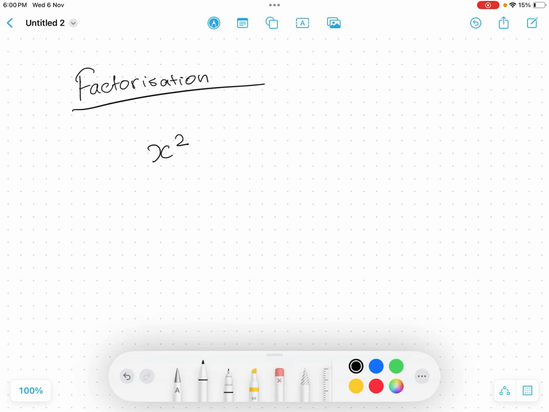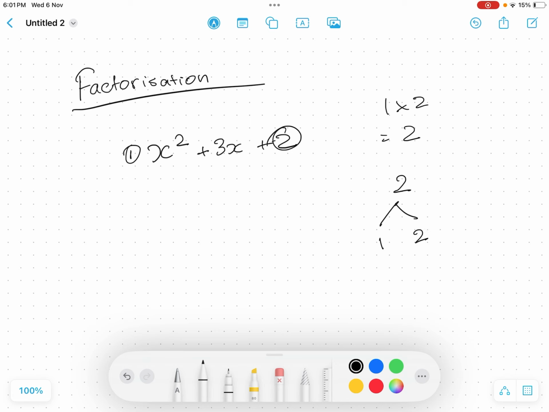x squared plus 3x plus 2. Now, how are you going to simplify this? The first step is to multiply the constant of this term with the constant of this term. Here there is nothing, so you consider it as 1. So 1 into 2 is equal to 2. Now split 2 into the different ways it can be expressed as a product of factors. So we have 1 and 2.